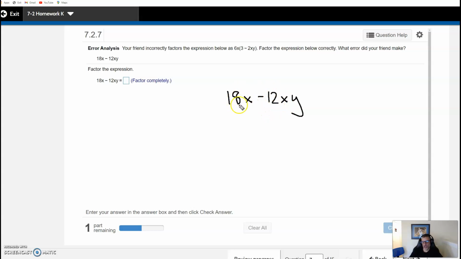Well, let's start with the numbers. What number divides evenly into 18 and 12? Well, 18, again, I'm going to ignore 1. 18 is divisible by 2, by 3, by 6, by 9, and by 18. 12 is divisible by 2, 3, 4, 6, and 12. And so they have several numbers in common, right? 2, 3, and 6. I want to choose the biggest one. So they both have a 6. Okay, so we're going to rewrite this by factoring out a 6.